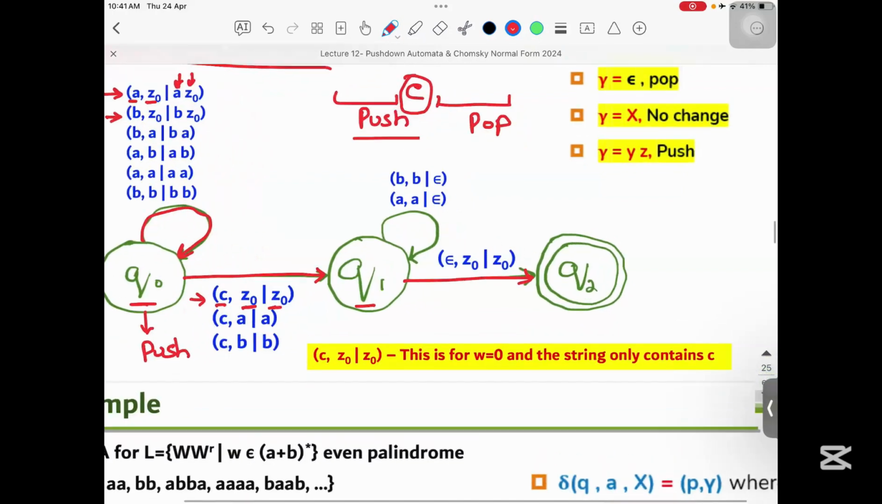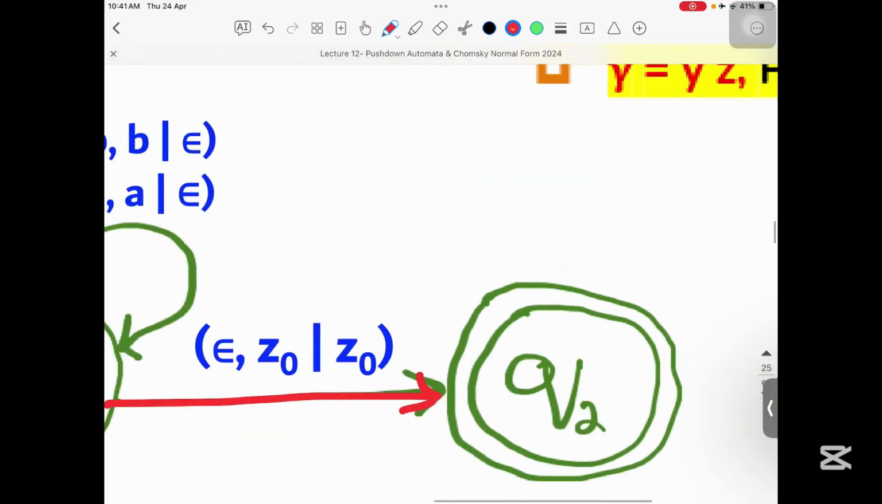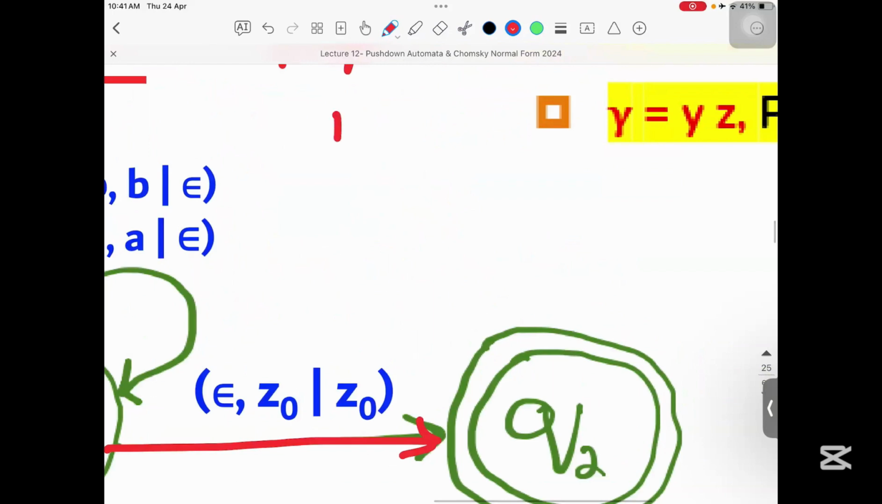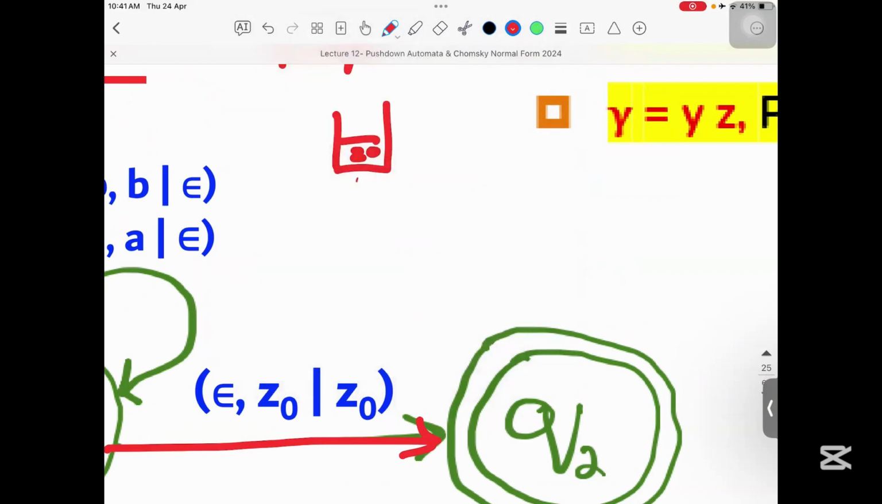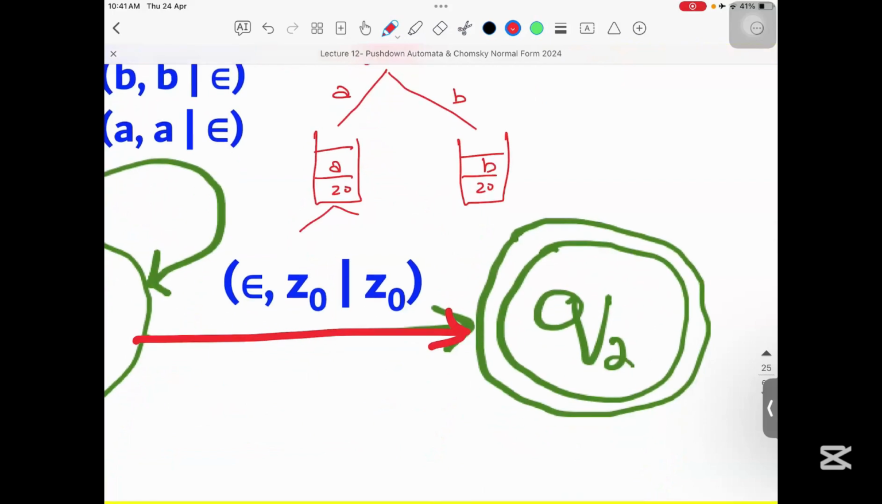So let's assume what the possibilities are. First of all, inside the stack, I have Z0. Now, in this case, maybe you might push A, you might push B. So it will be Z0A, and this will be Z0, and you push B. Now, after this A, there are possibilities.